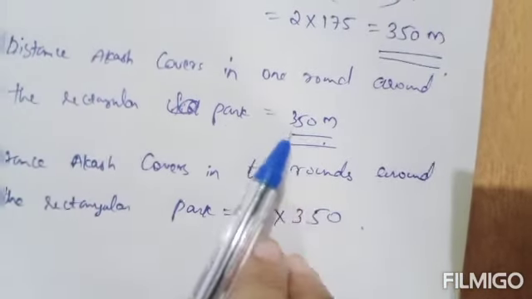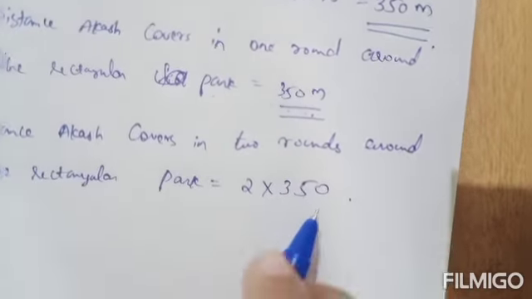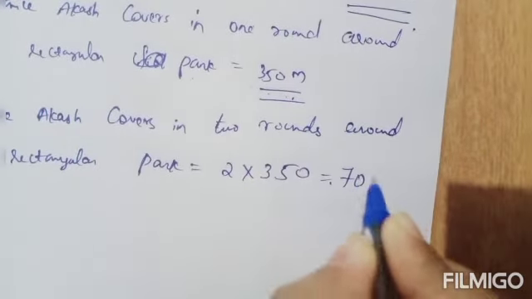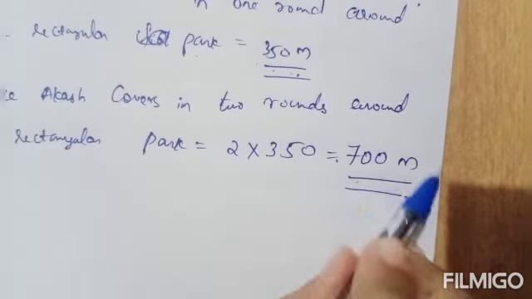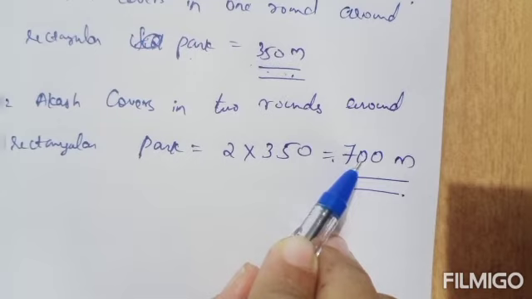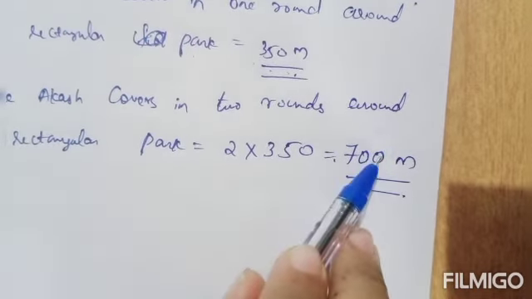Okay, if in 1 round he covers 350 meter distance, then in 2 rounds it is 2 into 350. You will get 700 meter. Okay, so this is the distance covered by Agash if he jogs twice around the rectangular park.